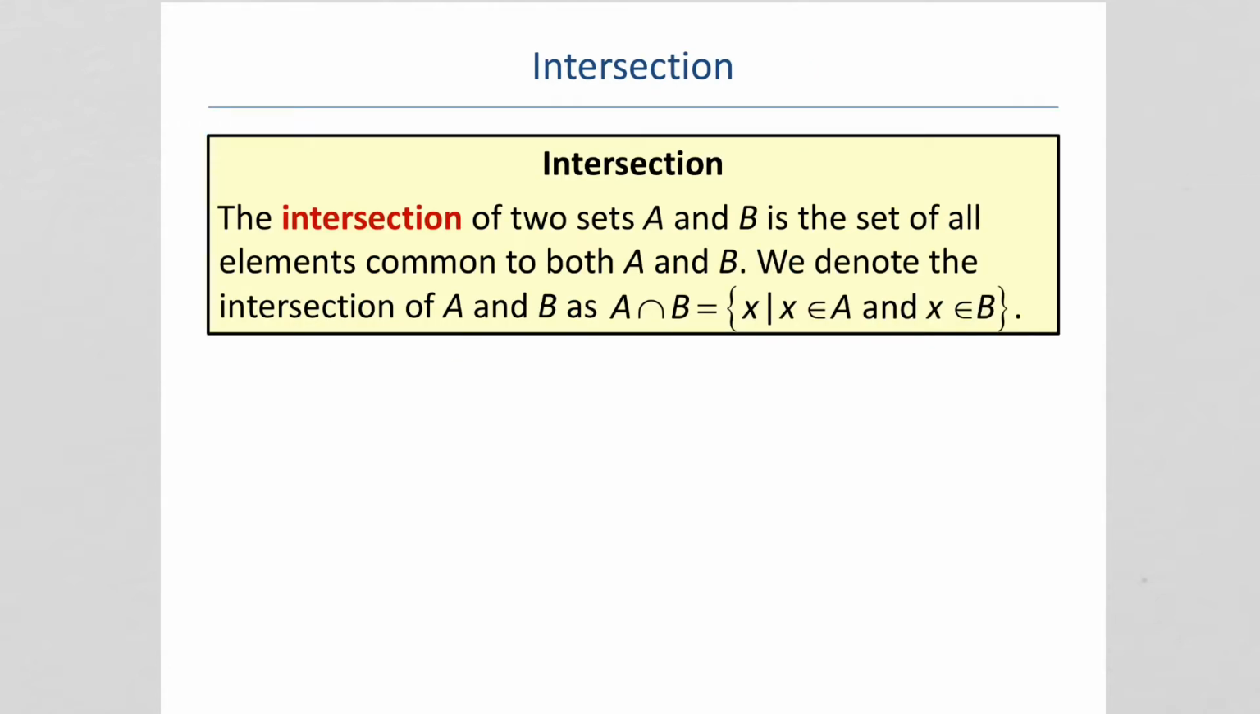The intersection of two sets A and B is the set of all the elements common to both A and B. So they're both in A and B. We denote the intersection of A and B as A with an upside down U, B. And that means that x is in A and x is in B.